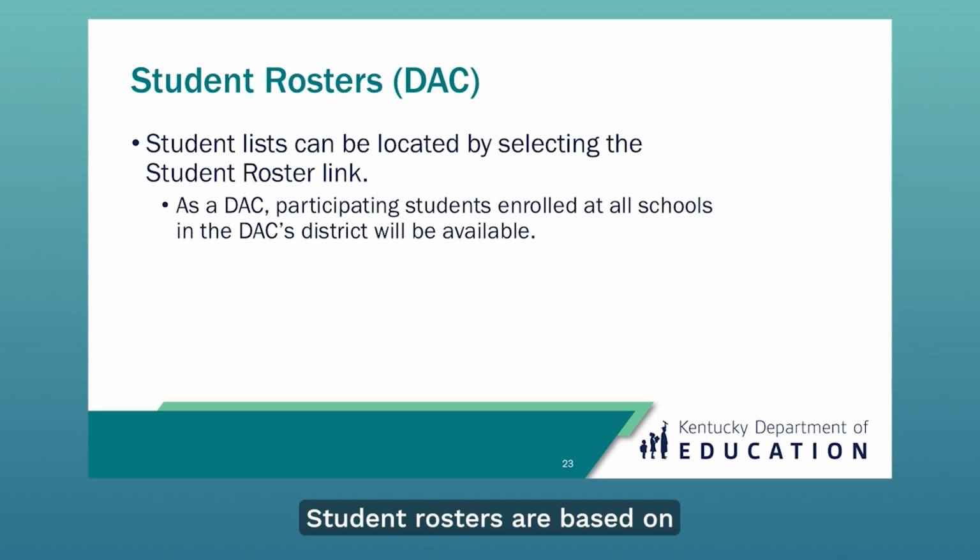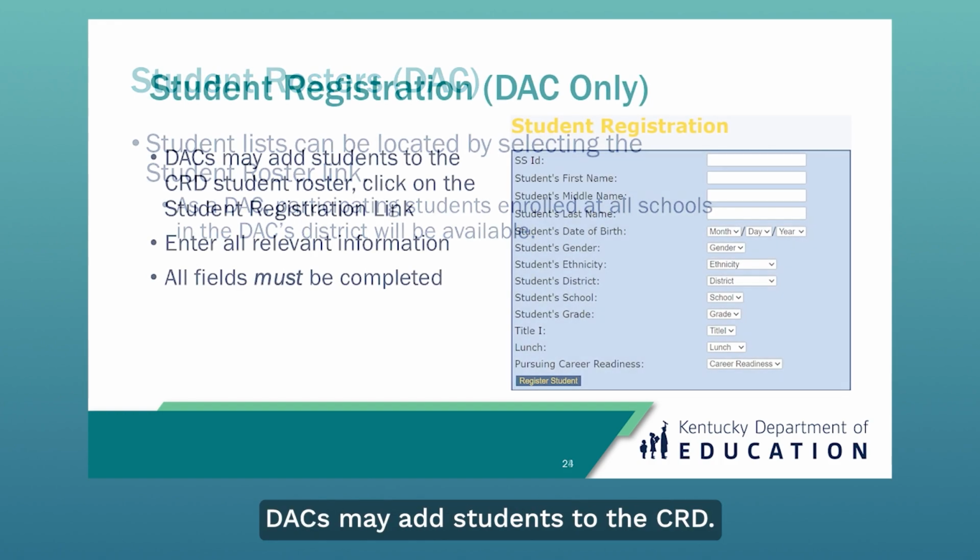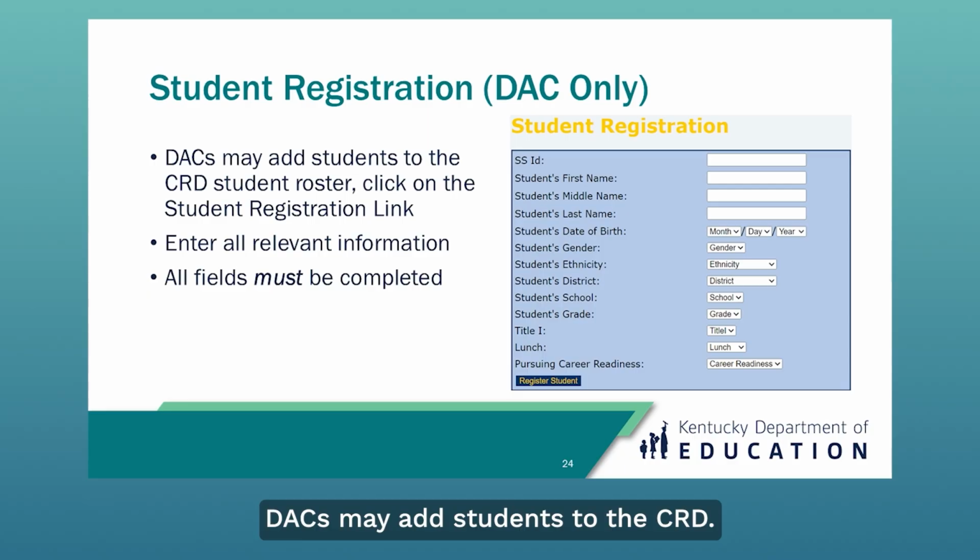Student rosters are based on the students enrolled at grade 12 or earlier when meeting criteria at the schools in the district. DACs may add students to the CRD. Please ensure all fields are completed. Per the ESAR administration guidelines, grade 11 students may be added early to the CRD if they have completed the first 2 courses leading to the CWEC and are on schedule to complete the remaining 2 courses before graduation. In order for any student to be added to the CRD, they must be pursuing career readiness.